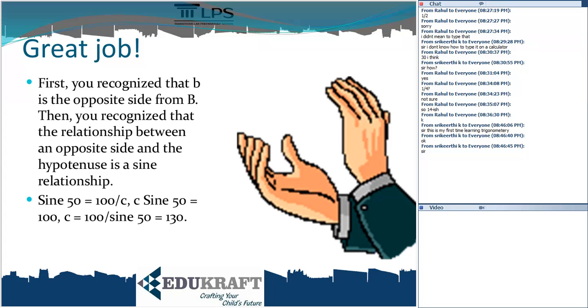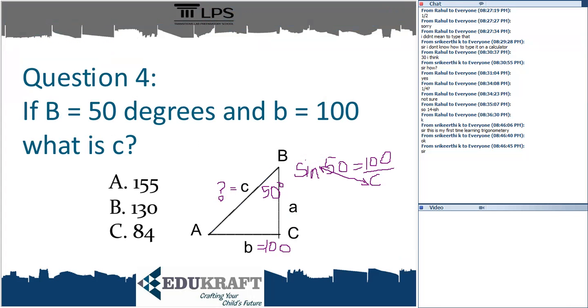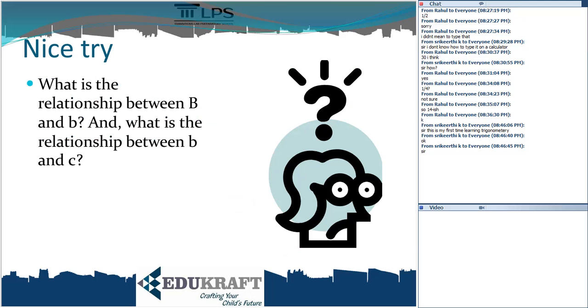I'll just go back to the previous slide to see how this has to be done. So the appropriate rule that you will be using in this case is sine of 50, and sine of 50 is opposite upon hypotenuse. So hypotenuse is going to be 100 upon sine 50, and 100 upon sine 50 is 130. You can check that on the calculator. The answer is 130.